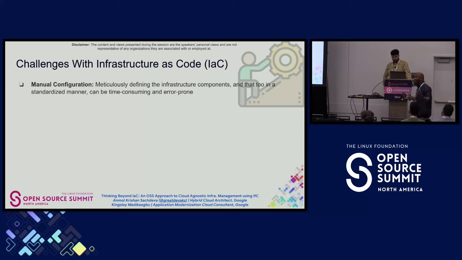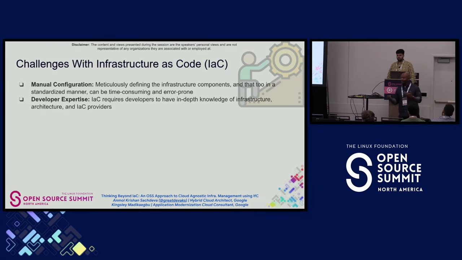So one is manual configurations. With infrastructure code, you have to manually define your configurations and define the expected behavior. You also have to write a separate domain-specific language, a DSL, to test your configuration to make sure it's repeatable, scalable, and also meets your needs.